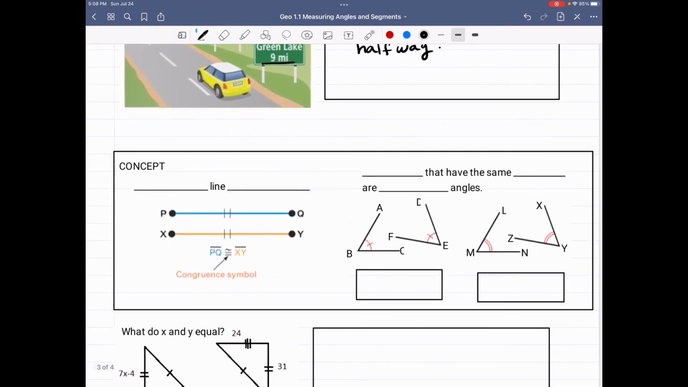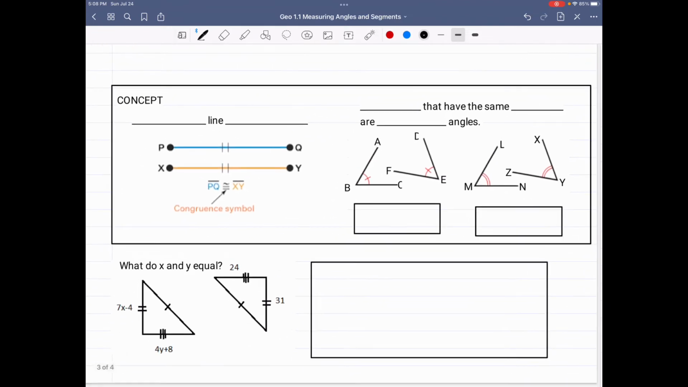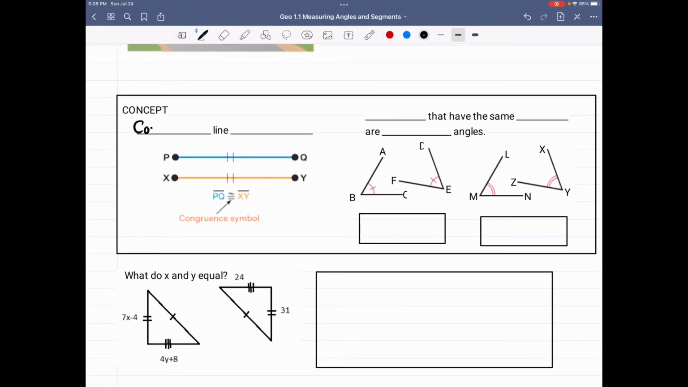Okay, in the next part of our notes, we have some concepts. And these are congruent line segments. That means that they are the same size line segment. So PQ is congruent to XY, and there is a note saying that that is the congruence symbol. It's a little equals with a squiggly on top.